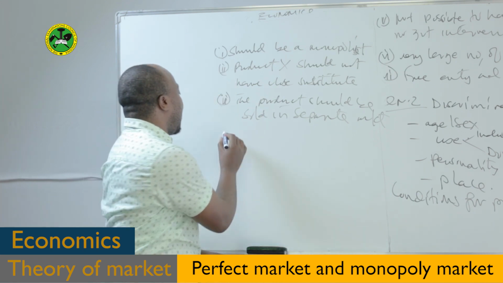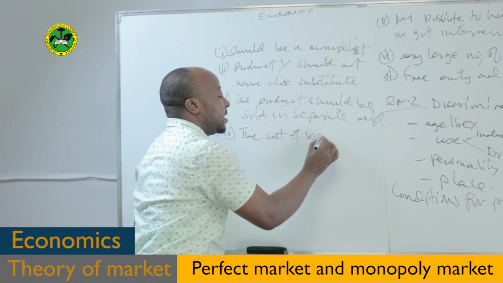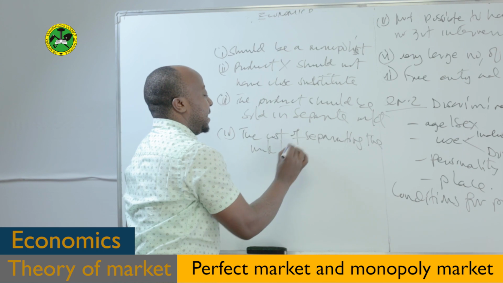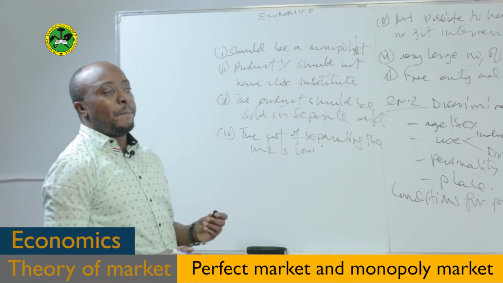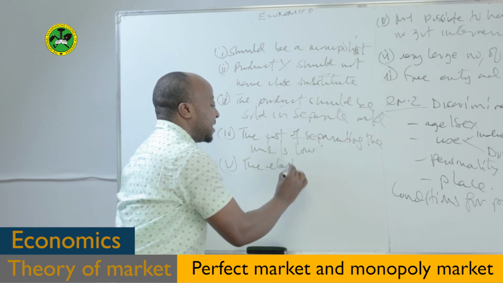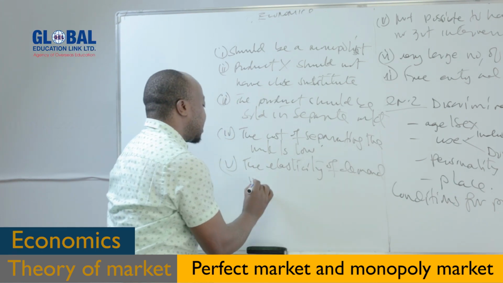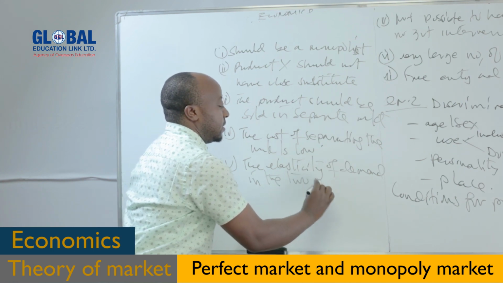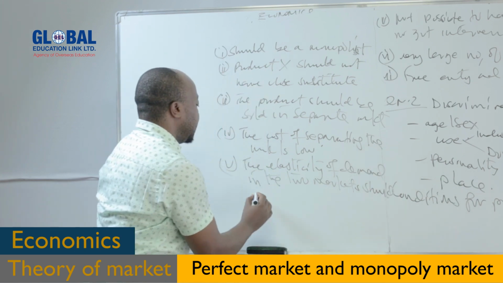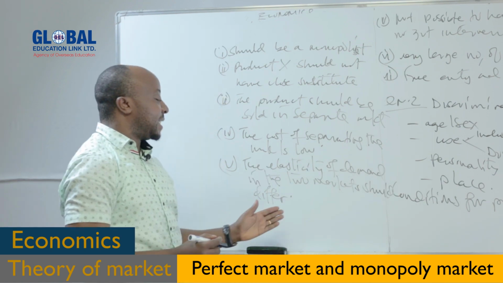Number 4, make sure that the cost of separating the market is low. Then the last one, the elasticity of demand in the 2 markets should differ. That means the elasticity of demand for the commodity in the 2 markets should be different.